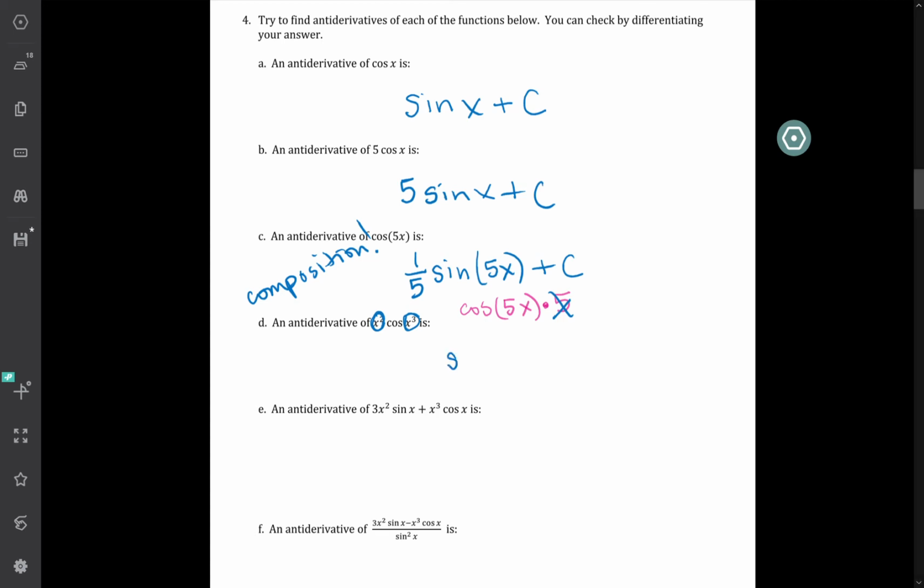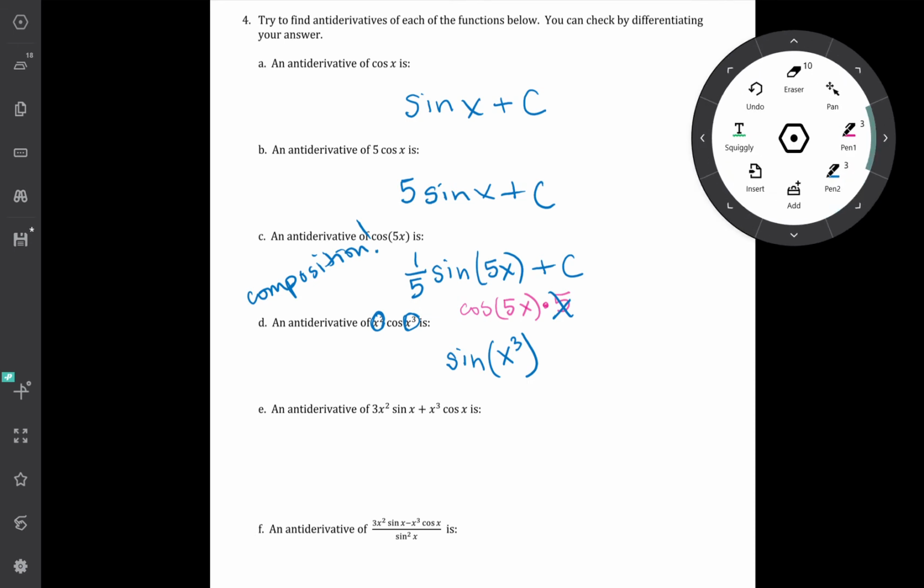So I'm going to say I want a sine in the mix, just like last time. And if I want to end up with a cosine of x cubed, I better start with the sine of x cubed. There's nothing you would do in taking derivatives that would change the input of that function. So if I think about starting to check that, the derivative of sine is cosine. We would leave the x cubed alone. We would then multiply by the derivative of the x cubed, which would give us a 3x squared.